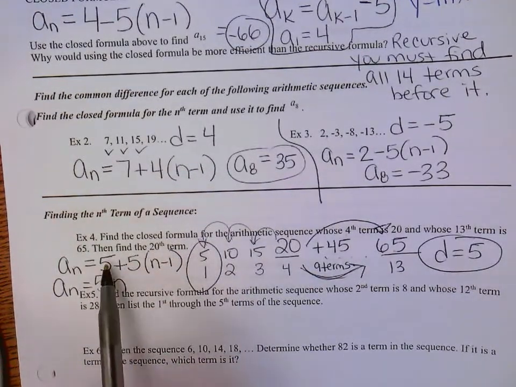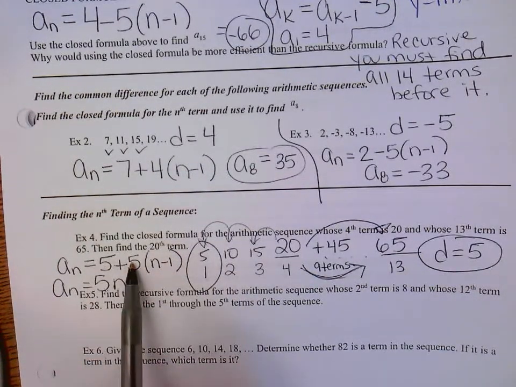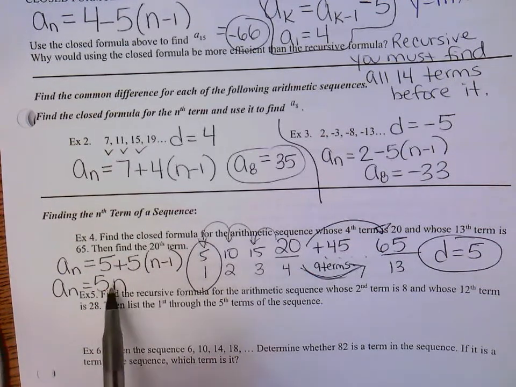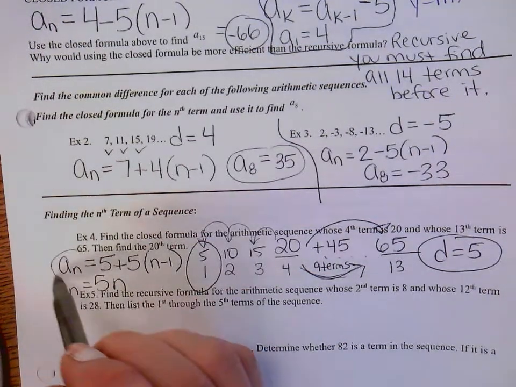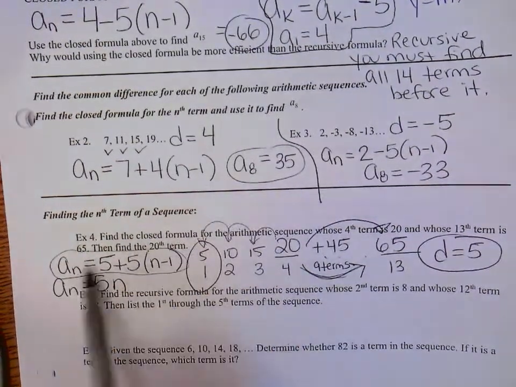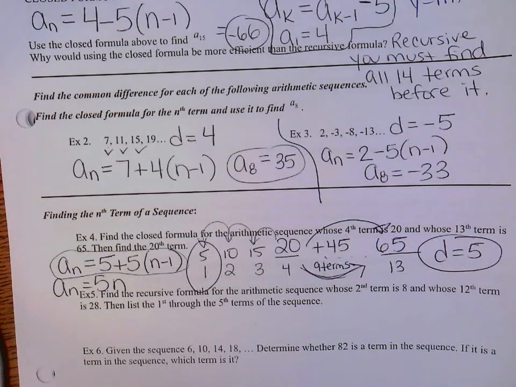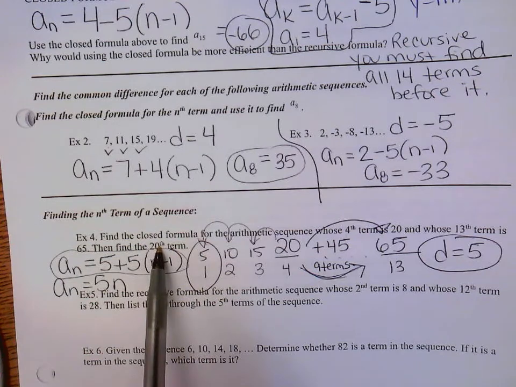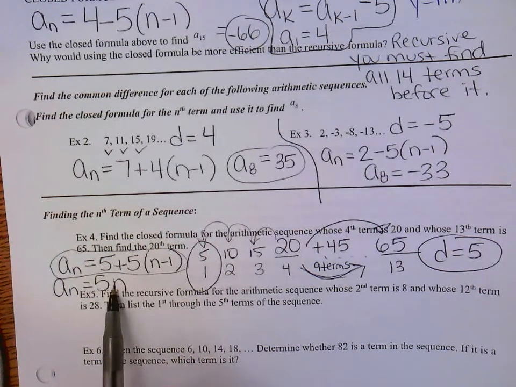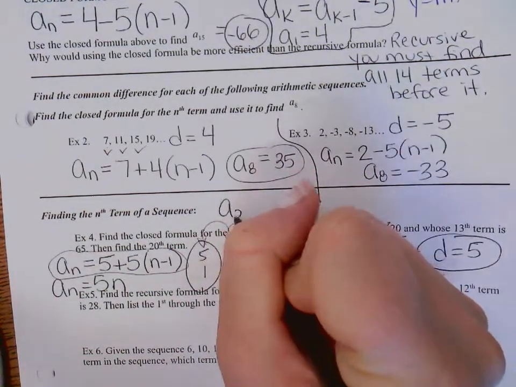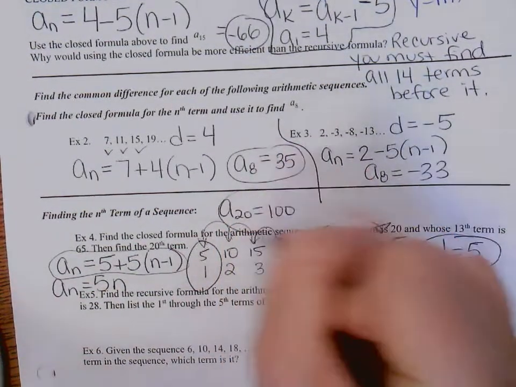If your starting term and your common difference are the same number, you don't have to write it out this way. You could just write 5 times n. But if you like consistency, you're more than welcome to use that same formula every time. I just think it's easier if it's just 5n and you know that you're looking for the 20th term, now you just have to do 5 times 20, right, in your head is 100. I don't have any room, but a sub 20 would be 100.